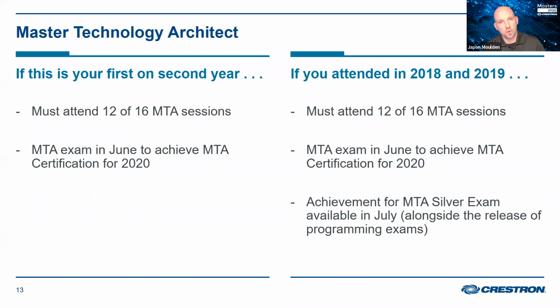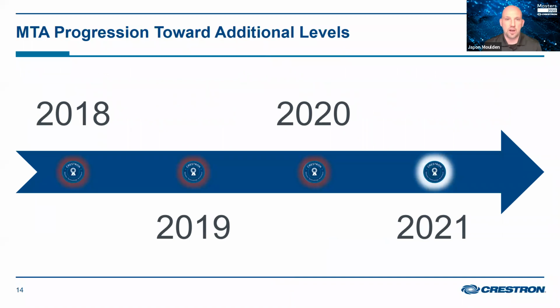So if you've attended twice already, and this is year 3, then at that point, you'll have the eligibility to test for silver. And so that follows the same track that we do with our programmers. So if you attended 2018, 2019, and you complete 2020, that'll give you the exam, and then going into next year, you fall into that MTA Silver category, and then from there, you can continue to progress, just like our programming community does as well.